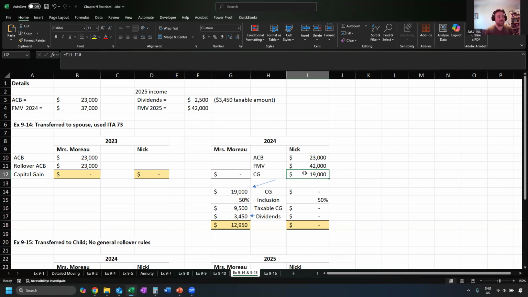So the capital gain will be attributed back to Mrs. Moreau's income tax return. At a 50% inclusion, we're going to add $9,500 to her return. And also, we collected $2,500 plus that 38% gross up. So the taxable dividend of $3,450 received in Nick's hands is also going to be reported in Mrs. Moreau's income tax. Using these same numbers, how is that different for the child?